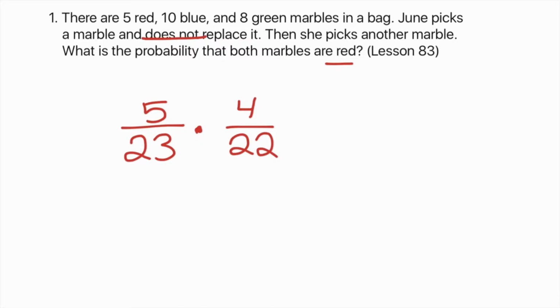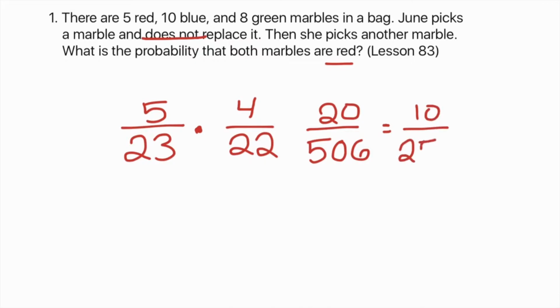And then we multiply these two together. So 5 times 4 is 20. 23 times 22 is going to give us 506. I know I can reduce this probability by dividing both of these by 2, and that'll give me 10 over 253. And that is your answer.